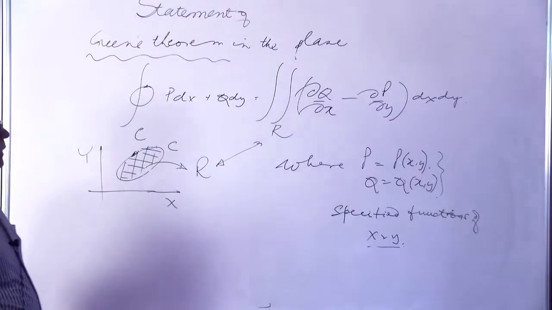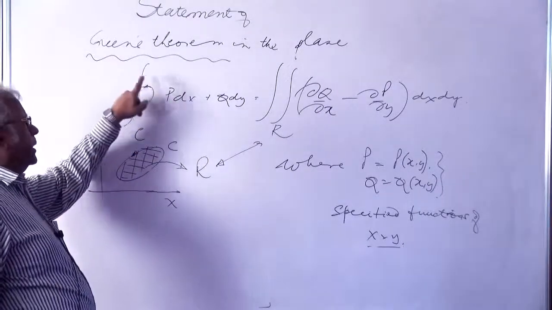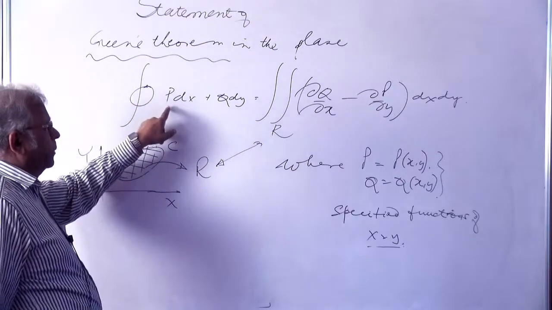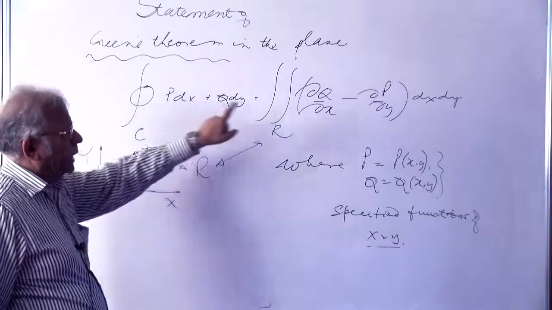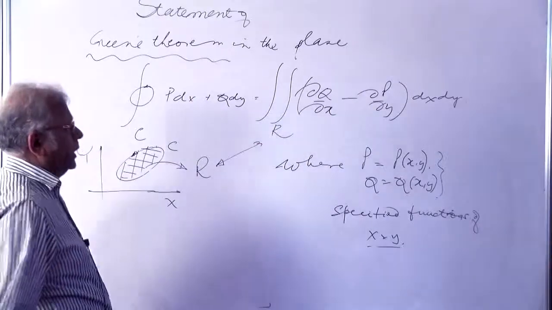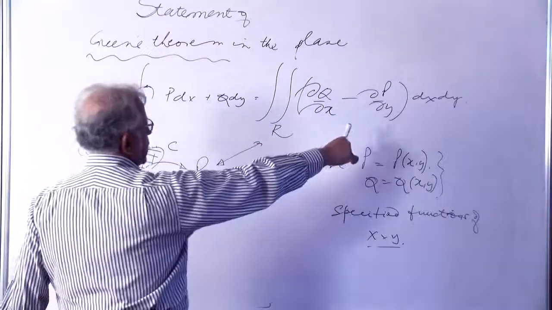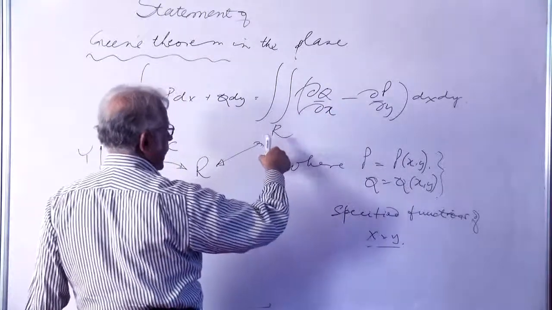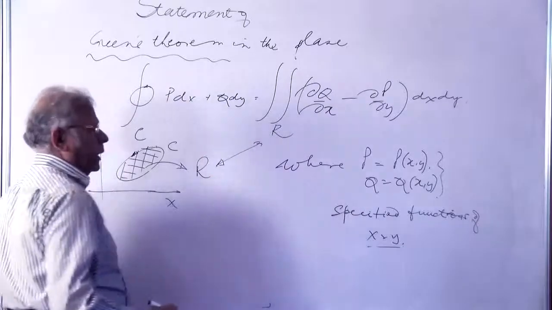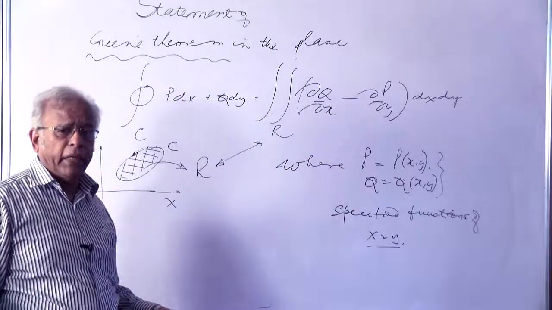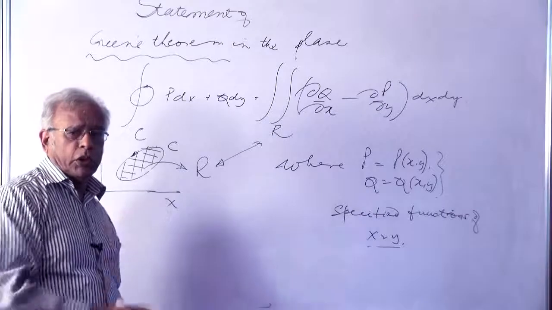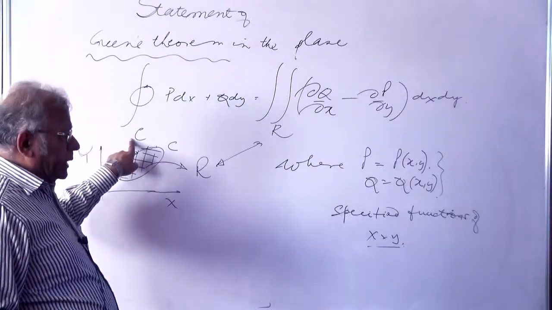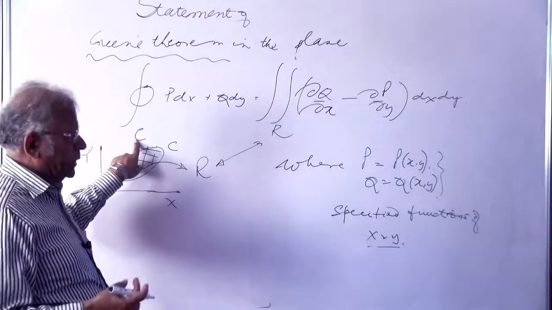So again repeat, the closed contour integral over C that is specified of P dx plus Q dy, where P and Q are functions of x and y each, is nothing but the double integral of del Q del x minus del P del y evaluated over the region R, where R is the region in the Cartesian plane that is enclosed by the closed contour C. So we will take an example and see how the theorem works.